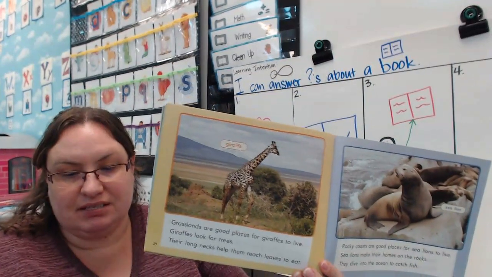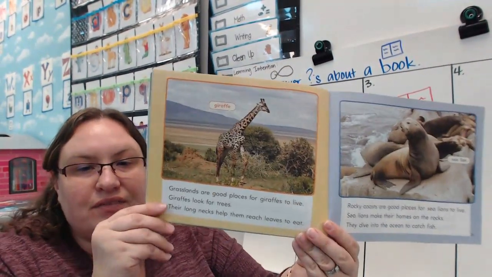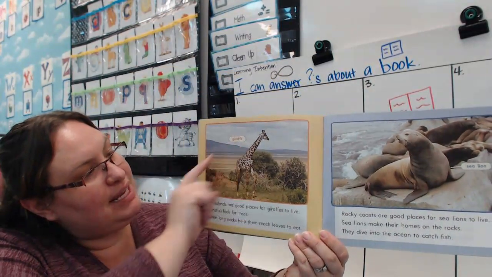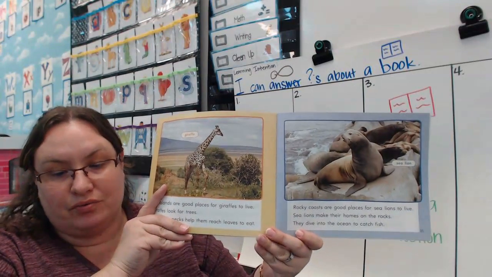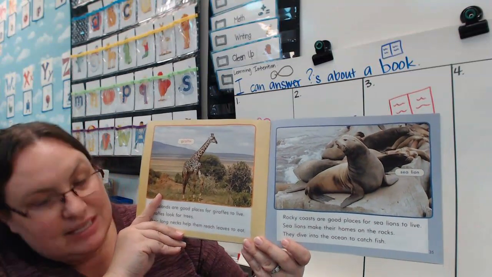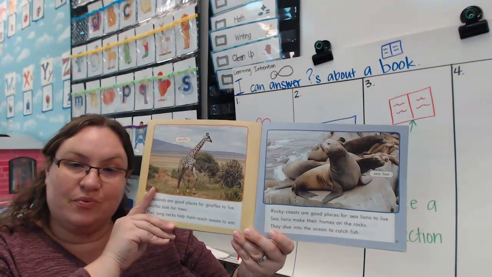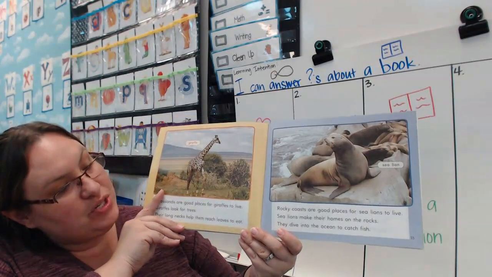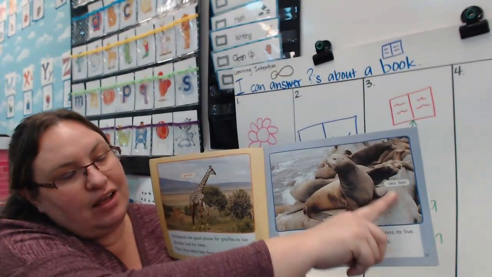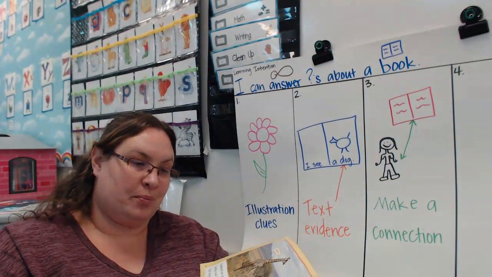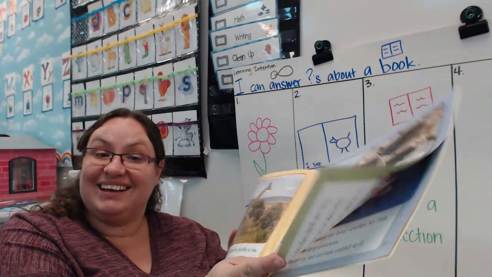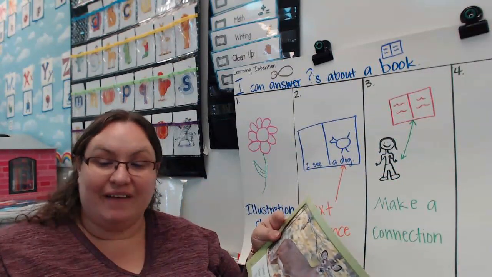Grasslands are good places for giraffes to live. Giraffes look for trees. Their long necks help them reach leaves to eat. There's giraffe. Rocky coasts are good places for sea lions to live. Sea lions make their homes on the rocks. They dive into the ocean to catch fish. So you can see them sitting on the rocks. That's where they make their home. And what do they dive into the ocean? Can you use the text evidence? What do they catch? Fish.